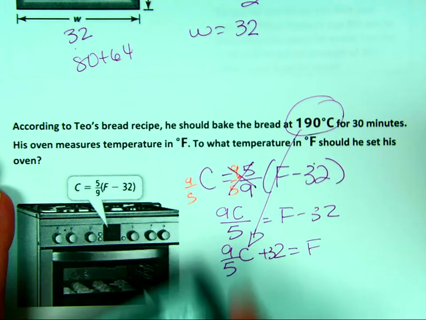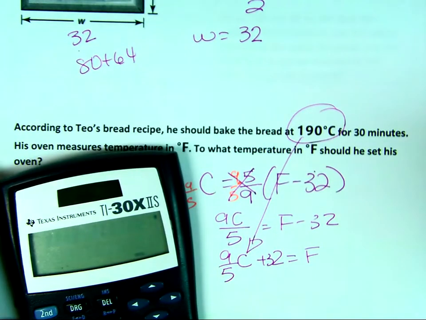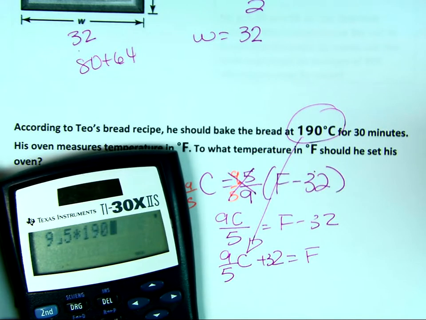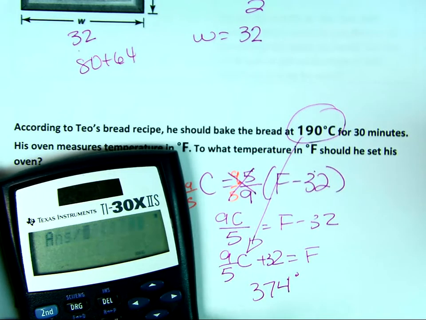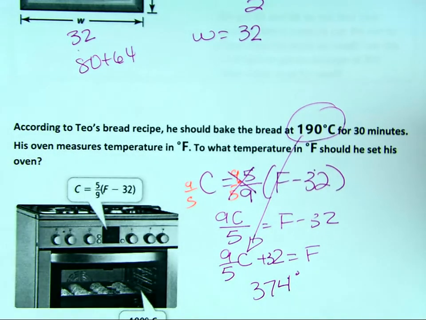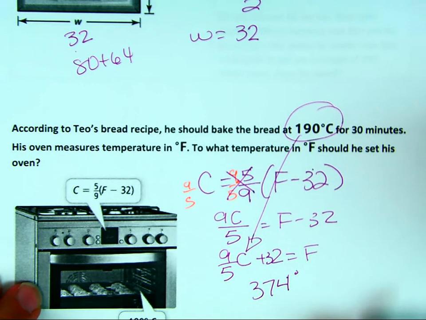Now I'm going to get out my calculator. So I'm going to say 9/5 times 190 plus 32, and it's going to tell me 374. And of course, most ovens don't go to 374, so we'd go to 375. But that is how you can solve that little formula for Fahrenheit and then figure it out.